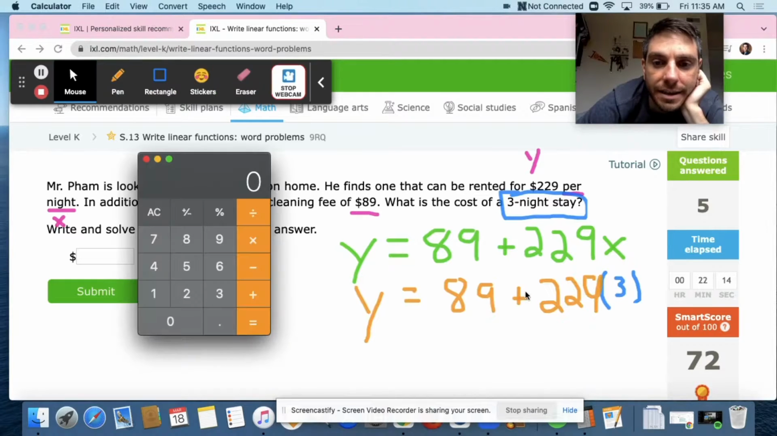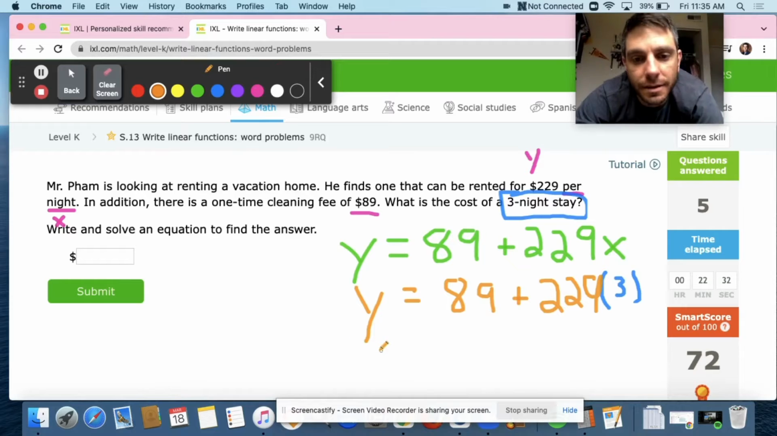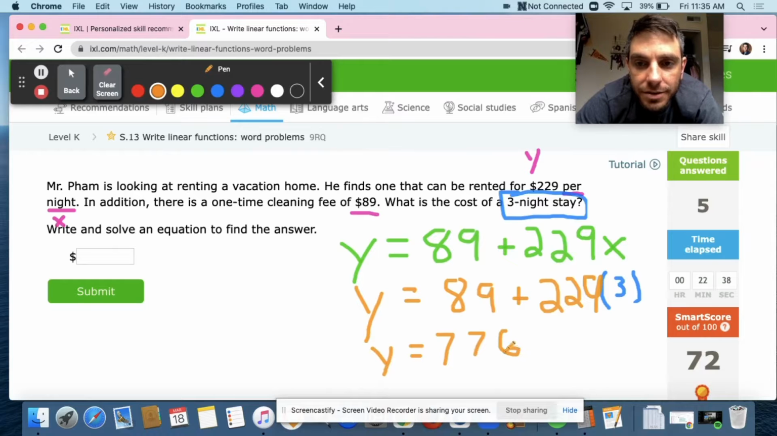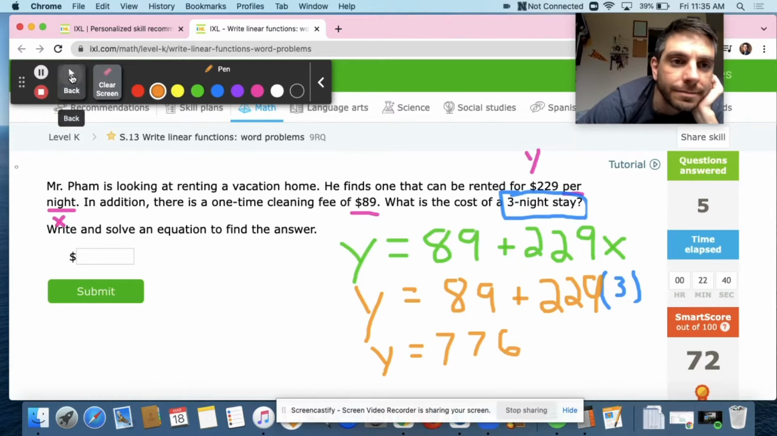So basically 89 plus 229 times 3. We're going to follow order of operations, meaning doing multiplication first. 229 times 3 plus 89 gives us the answer of 776. Our total cost, Y, is equal to $776 when we stay for 3 nights.